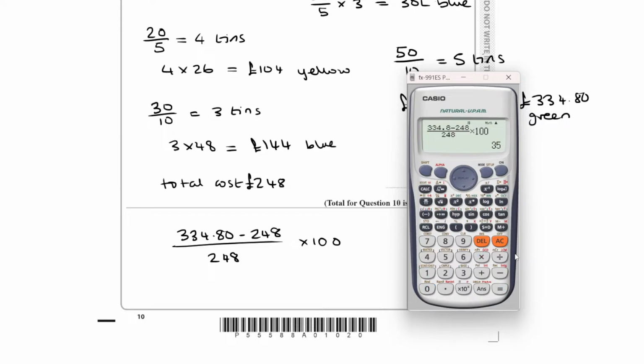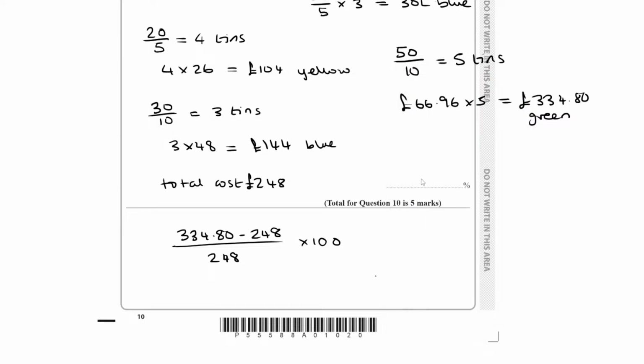Is 35, as you said. Yeah, exactly. 35. So just, again, a fairly nice one, just a lot of multiplying and dividing there, but for 5 marks.